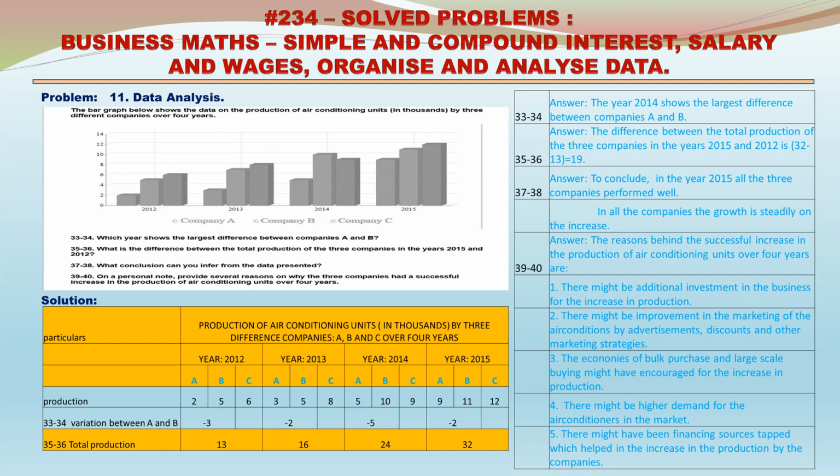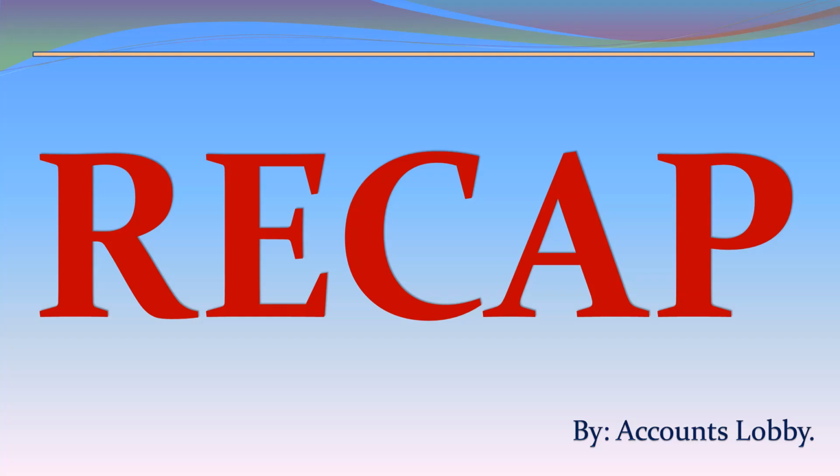The economics of bulk purchase and large scale buying might have encouraged the increase in production. There might be higher demand for the air conditioners in the market. There might have been financing sources tapped which helped in the increase in the production by the companies. Recap.